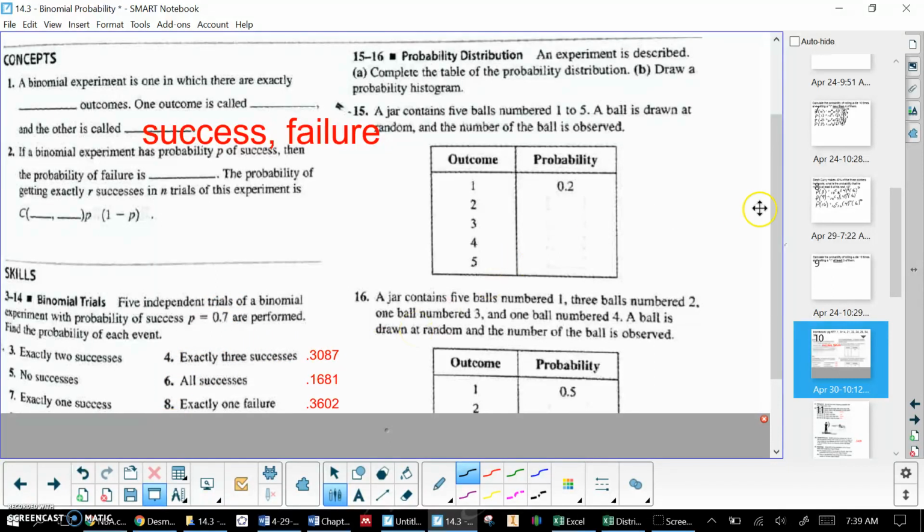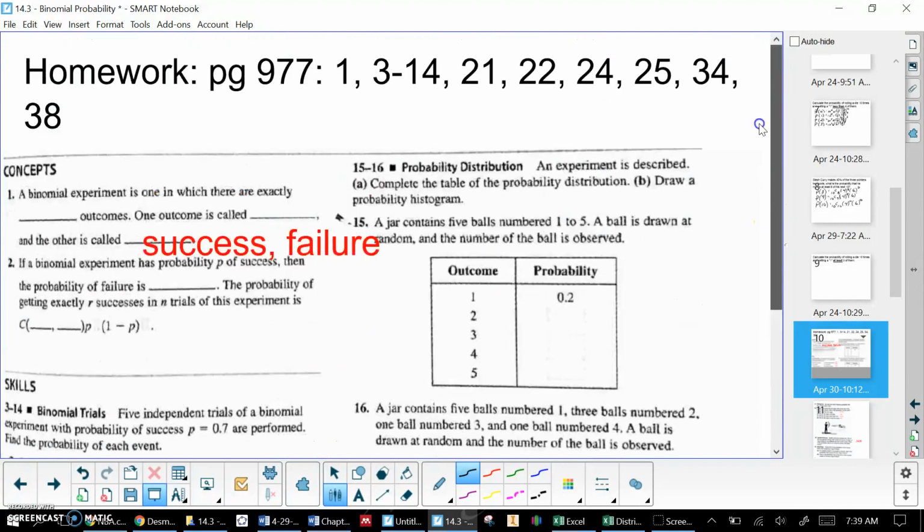And then there's a bunch more that are actual applications. I will say this, let's go ahead and do this. 3 through 14, there's no reason to do those all. Let's just do the odds on those.